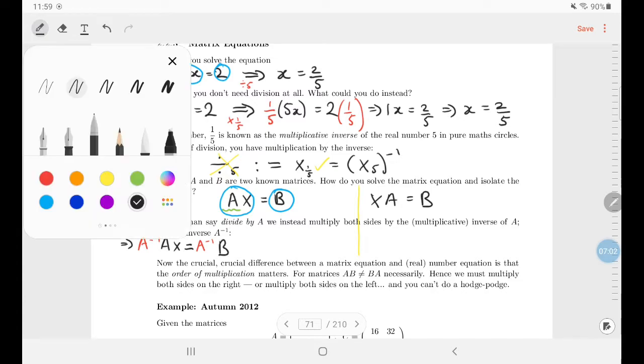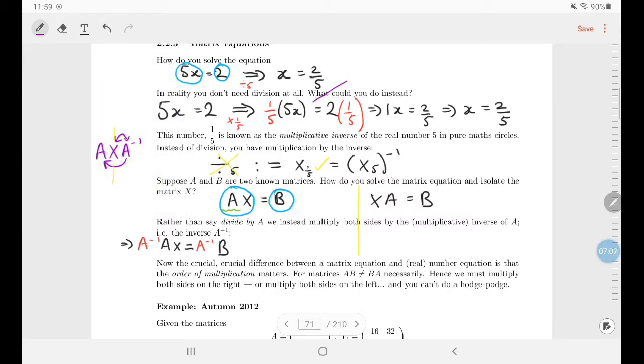Now, see up here with the numbers, we multiplied on the left here and on the right here, but with numbers, multiplying by, say, 1/5 on the left is the same as multiplying by 1/5 on the right, because with numbers the order of multiplication doesn't matter. 6 by 7 is the same as 7 by 6, but that's not the case for matrices.